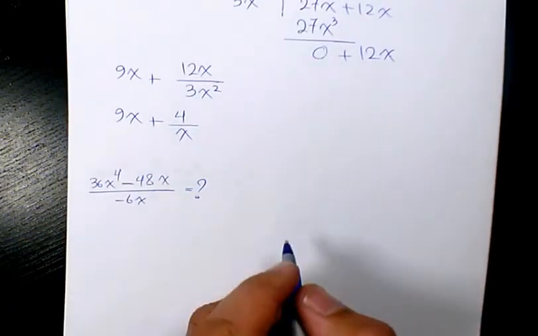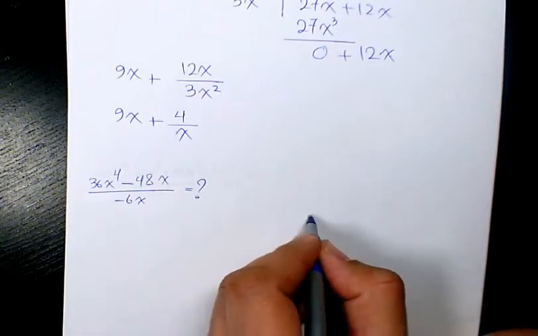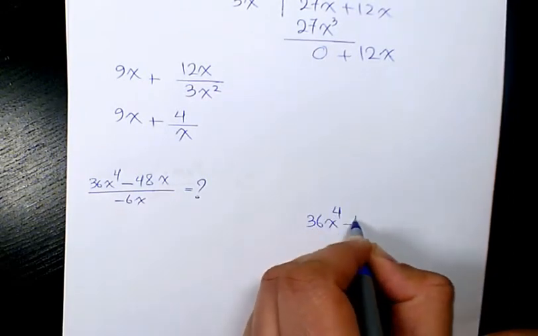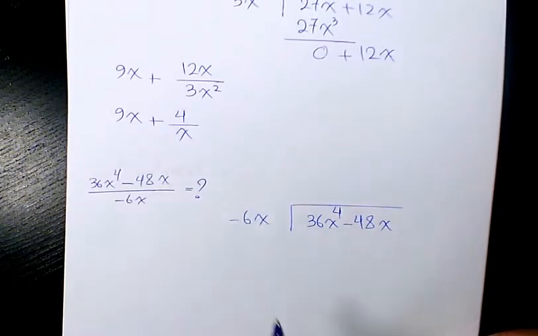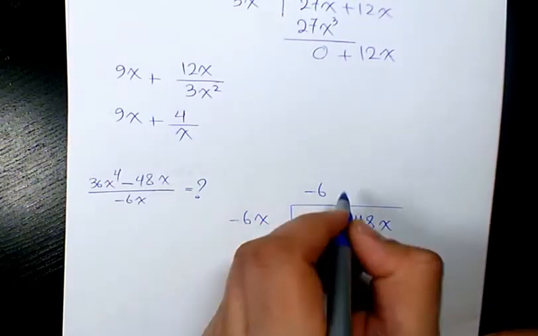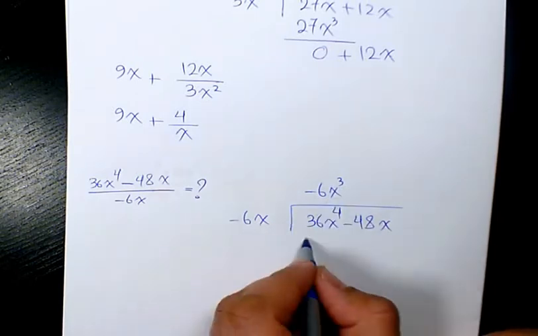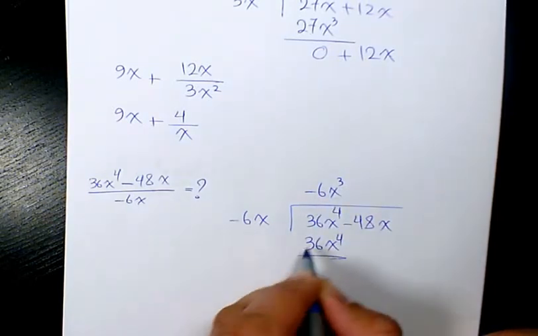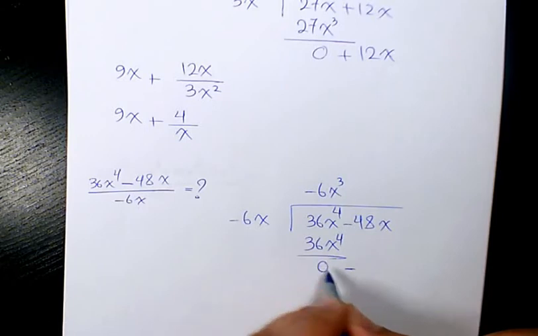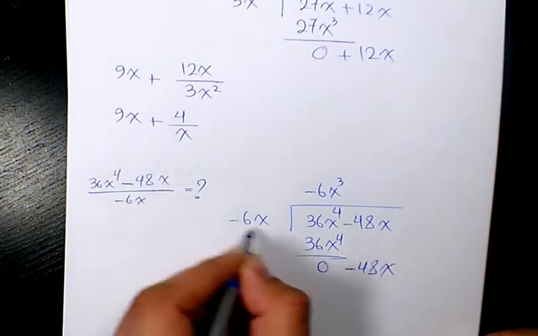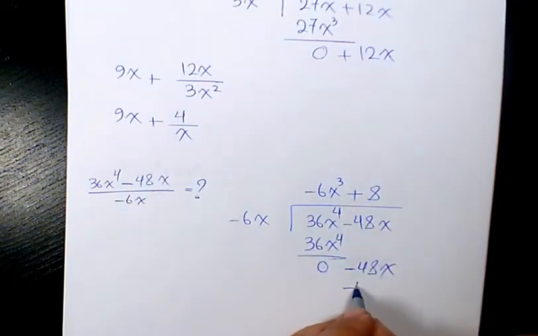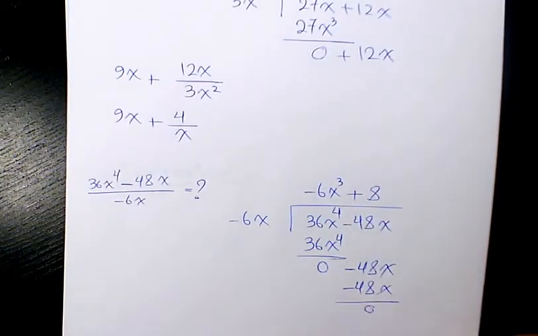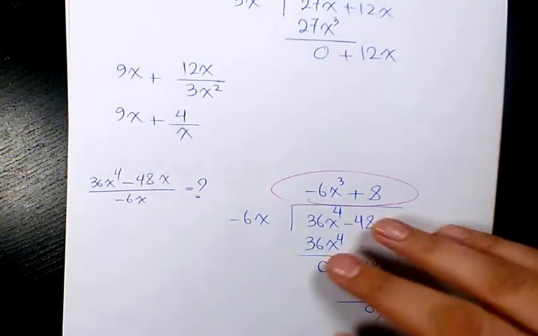Next one is going to be 36x to the power 4 minus 48x divided by negative 6x. It's going to be negative 6x cubed. When you multiply, it's 36x to the power 4. Subtract is going to be 0. Then you bring next one down. Divided by negative 6 is going to be positive 8. When you multiply, it's going to be negative 48x. When you subtract, it's going to be 0. So the remainder is 0. And the quotient, which is the answer, is going to be this one.